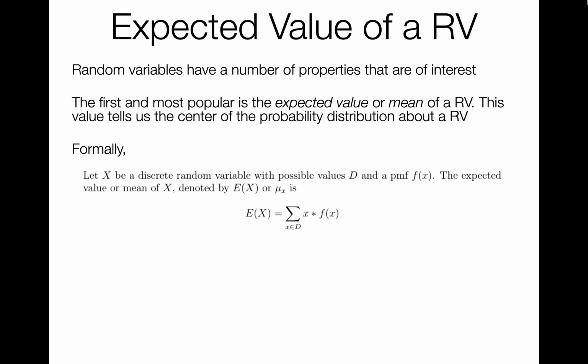Okay, so there's a function E that operates on random variables. I could call it E of X, or I will also often call it mu of X. So mu with a subscript of X, meaning the mean of the random variable X, is the following. What it is, is the sum over all values of the value of the outcome times the probability it happens, and then you sum all of them together.